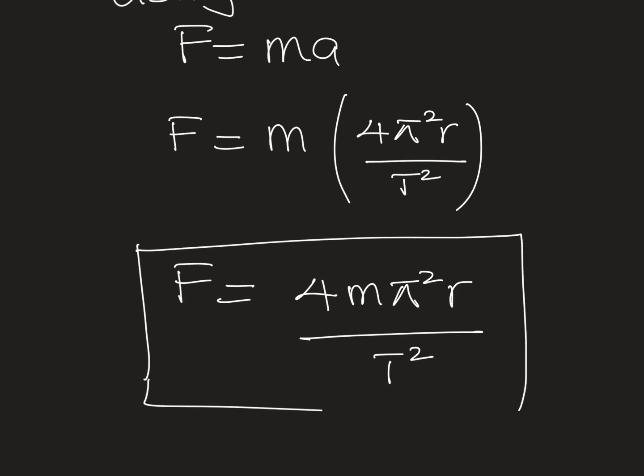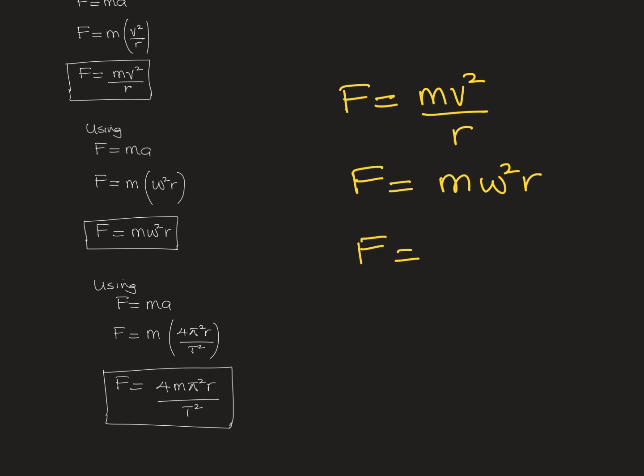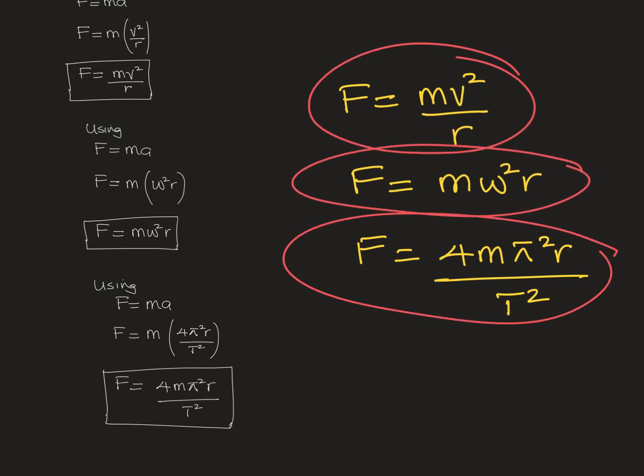All right. In summary, we can have three formulae for the centripetal force. We can have F is equal to mv squared divided by r. We can have F is equal to m omega squared r. We can have F is equal to 4m pi squared r divided by T squared. Okay, so just know how to derive them.